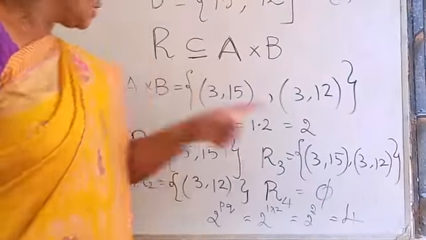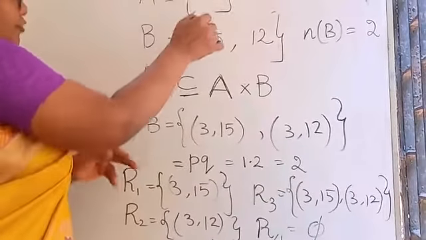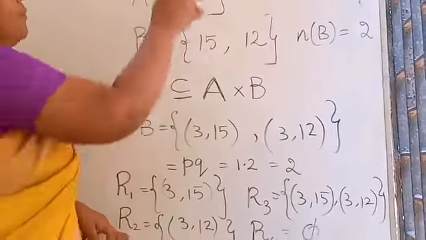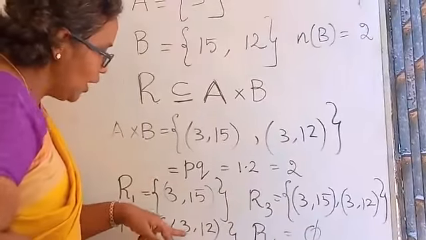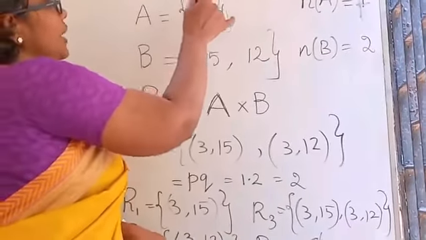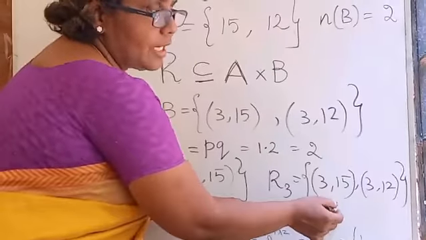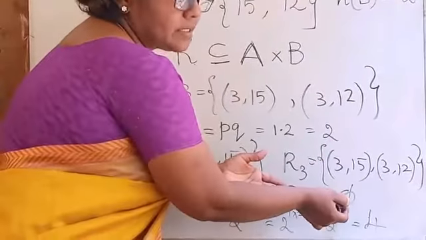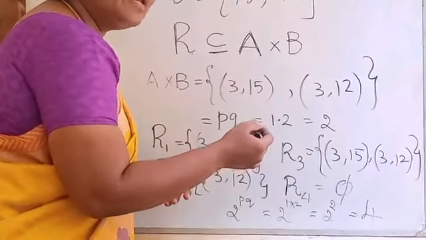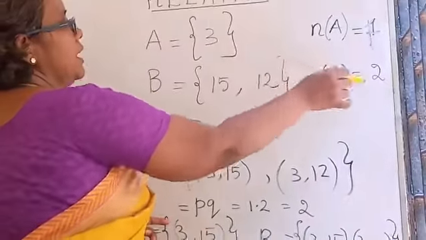I'll show you the 4 relations. So R1 is equal to, I am relating just 3 and 15. It consists of only one ordered pair. Then take R2. In R2 I am relating only 3 and 12. One ordered pair. Then in R3 I am relating 3 and 15 and 3 and 12. So 2 ordered pairs. And R4 is nothing but, I don't have any relation. It is an empty set. So these are the 4 maximum number of relations I can frame using this example, where my P is equal to 1 and Q is equal to 2.